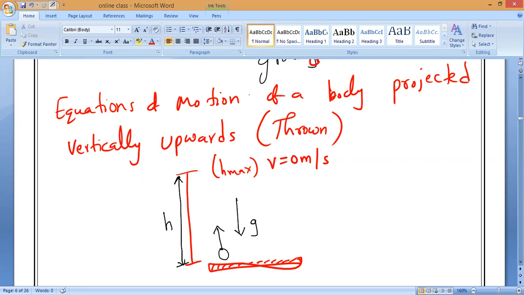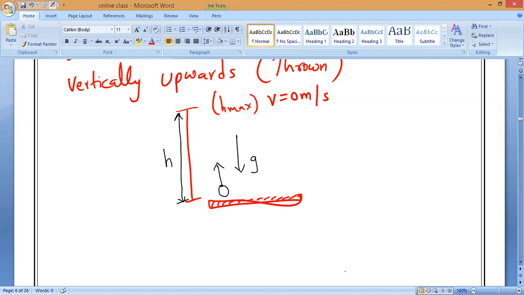Now it is opposite. Opposite means G is minus or not? Minus, sir. So which one is 0 now, final velocity or initial velocity? Final velocity is 0. Now shall we start, guys?